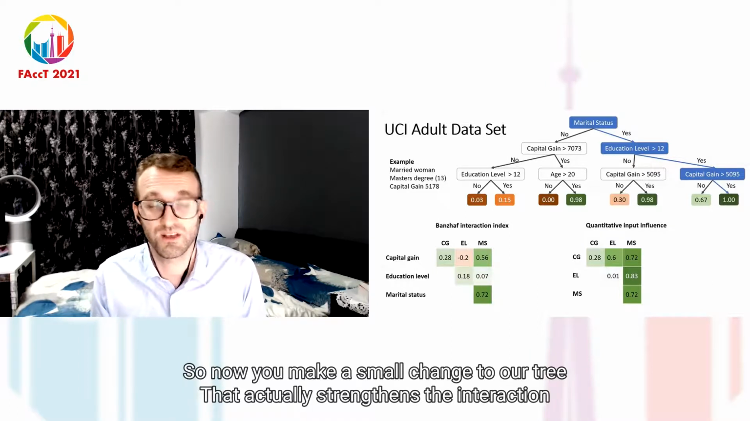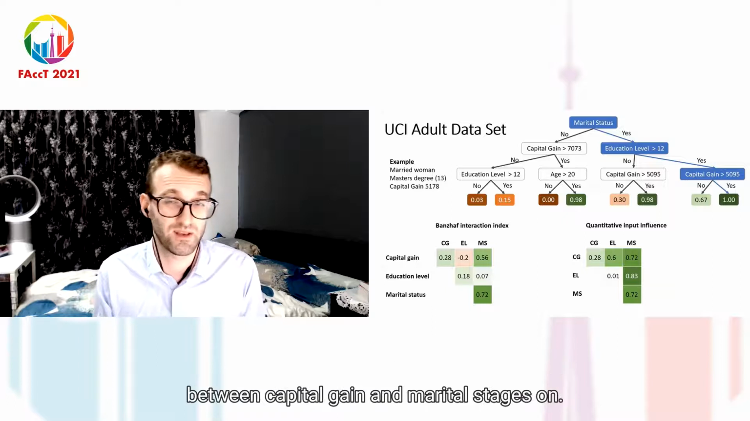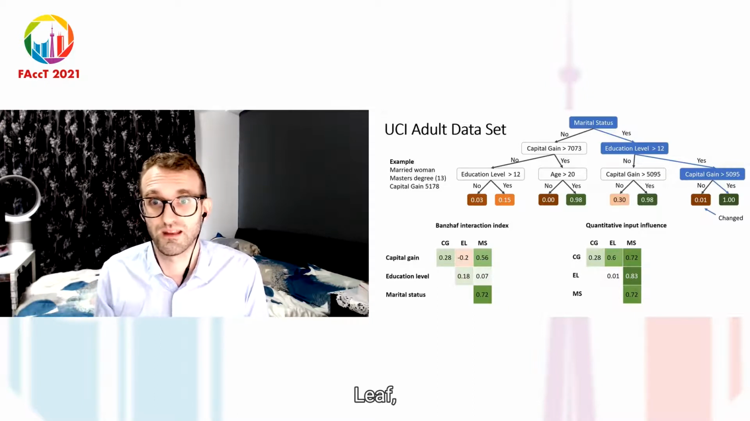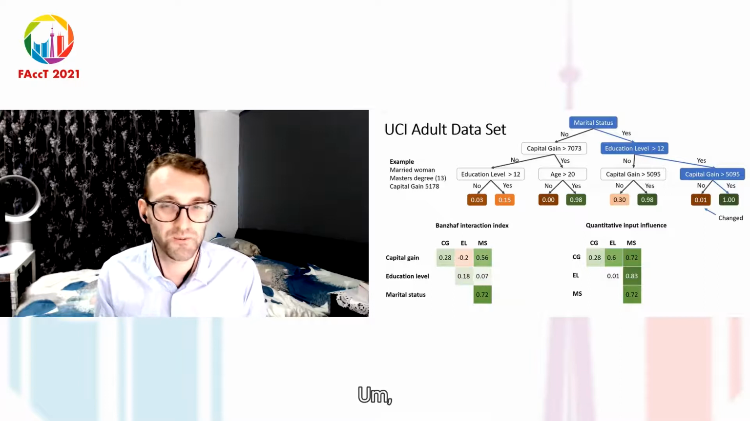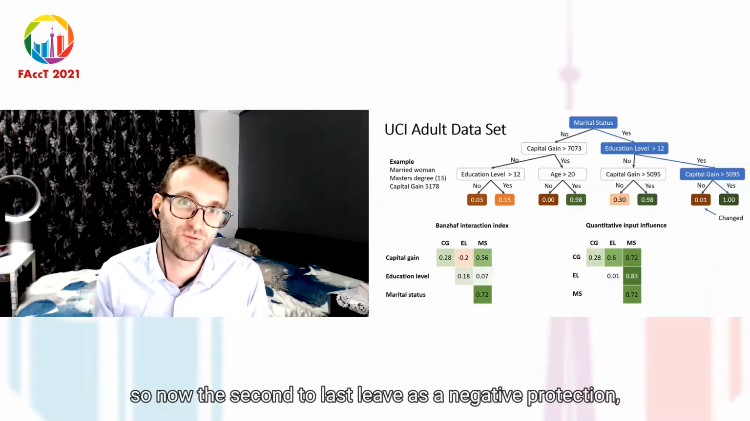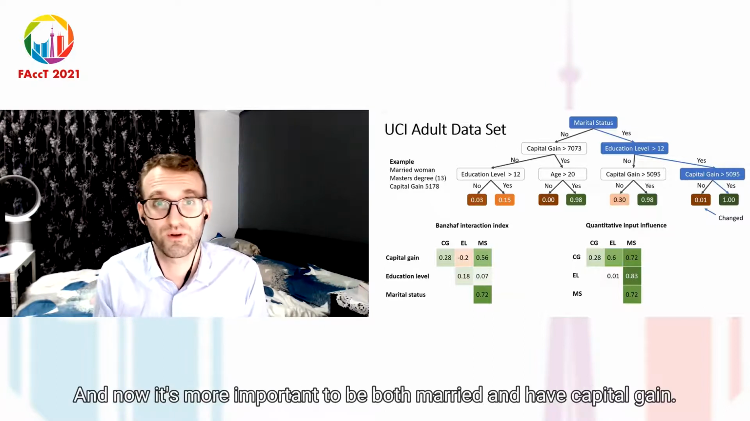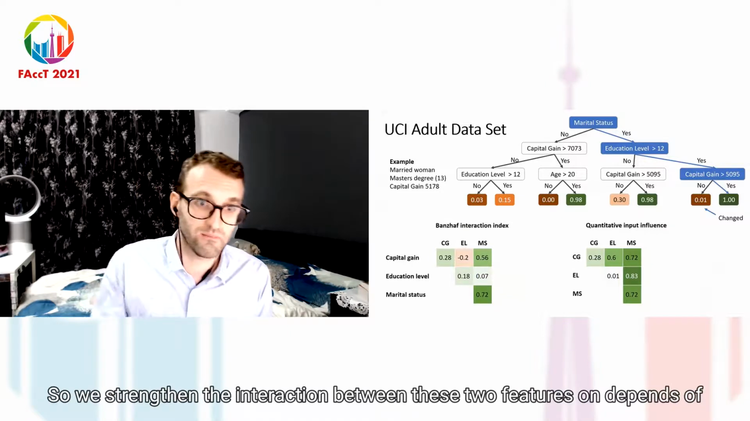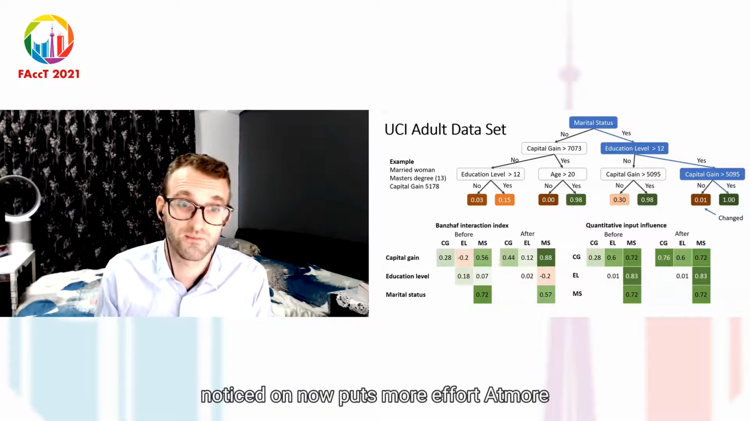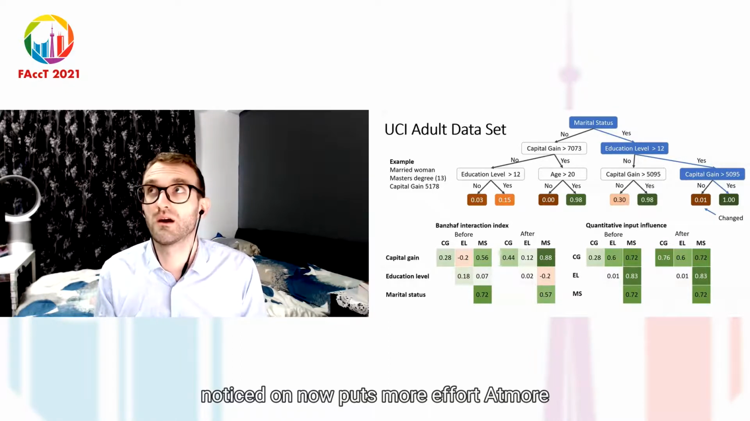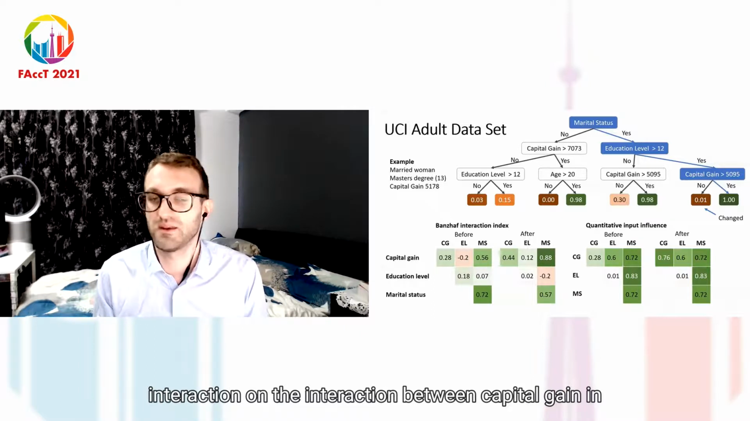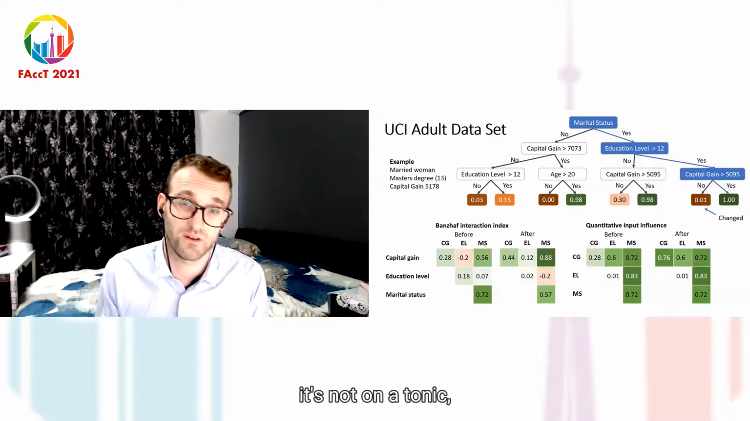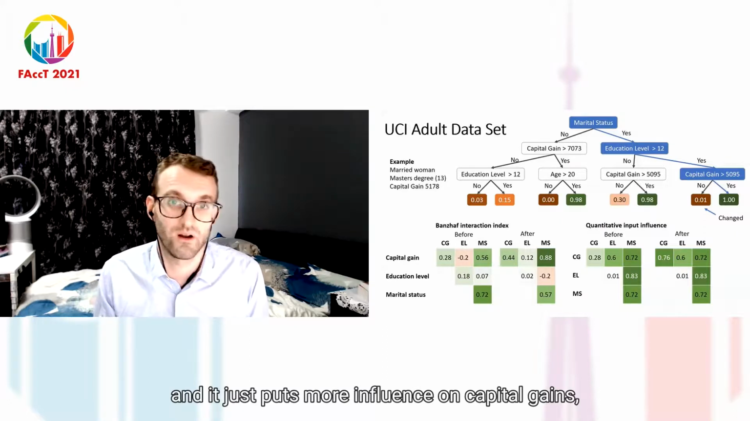Now we make a small change to our tree that actually strengthens the interaction between capital gain and marital status. To do that, we change the second to last leaf, so now it is a negative prediction. Now it's more important to be both married and have capital gain, so we strengthen the interaction between these two features. The Banzhaf interaction index noticed and now puts more interaction on capital gain and marital status. However, quantitative input influence is not monotonic, and it just puts more influence on capital gain.